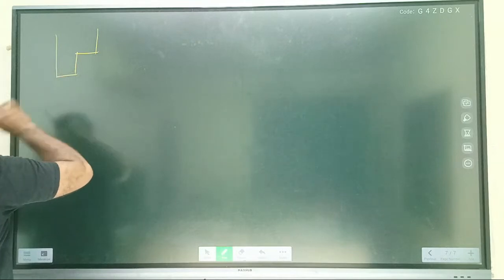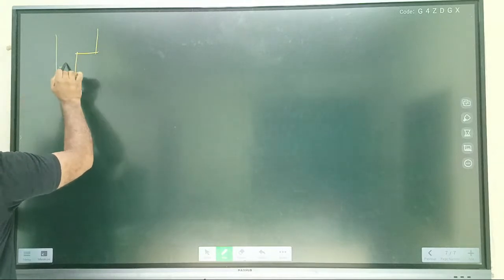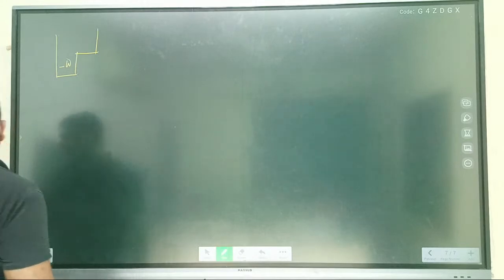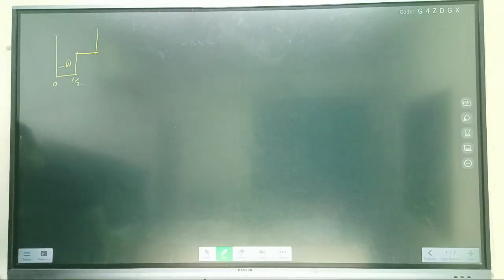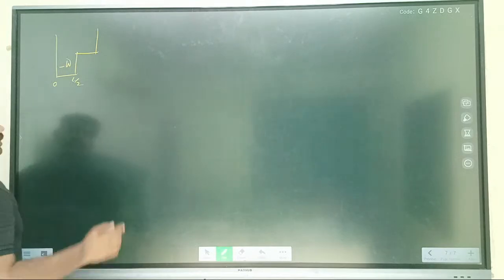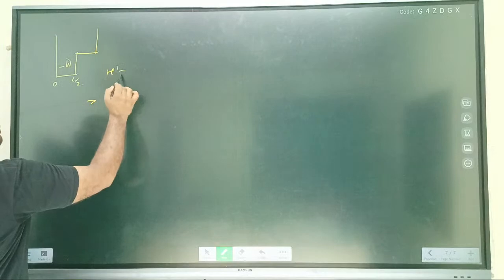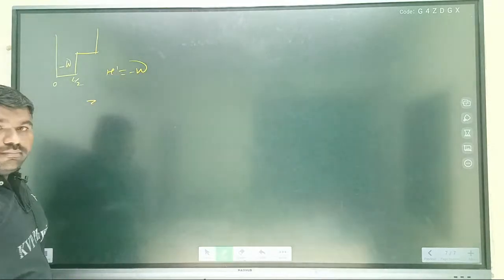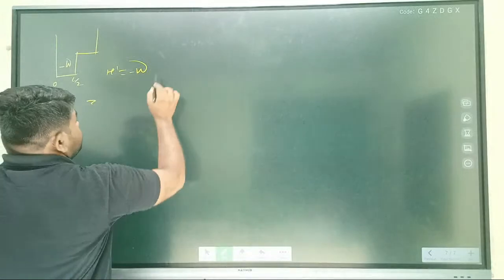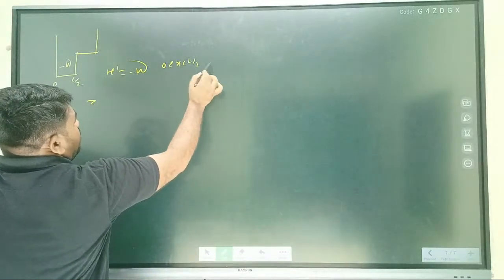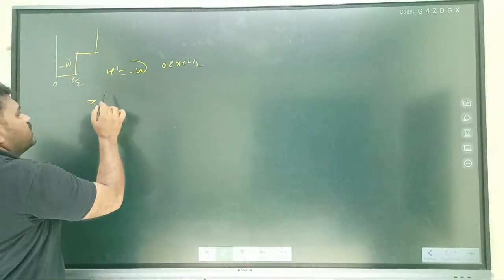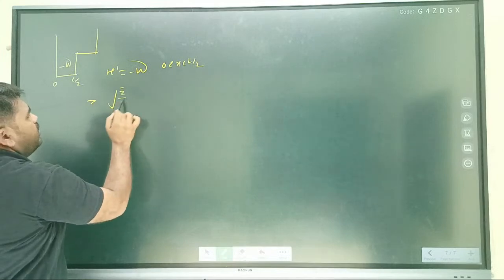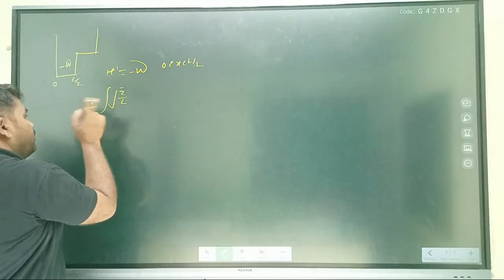Here suppose minus w is the perturbation to the system. In which region? 0 to l by 2 region, yes or no? Now see here again, what is the H prime? H prime is simply minus w. But in which region is minus w present? 0 is less than x is less than l by 2. The system is a box, then psi is equal to root 2 by l. We have to take the limit part, not the total limits.